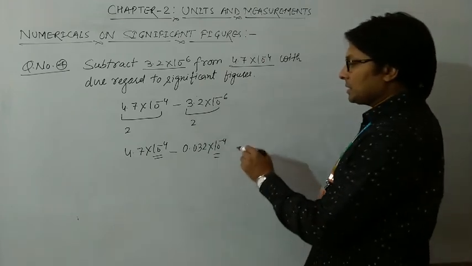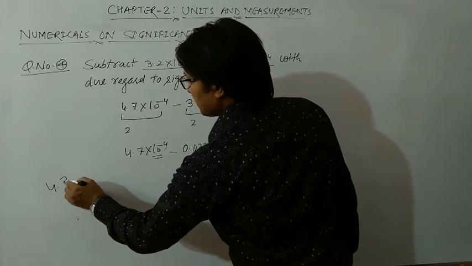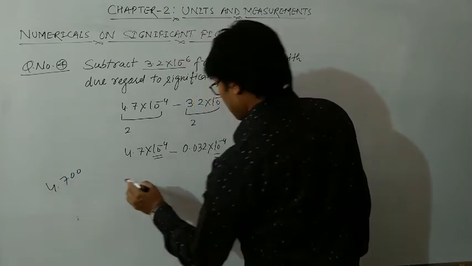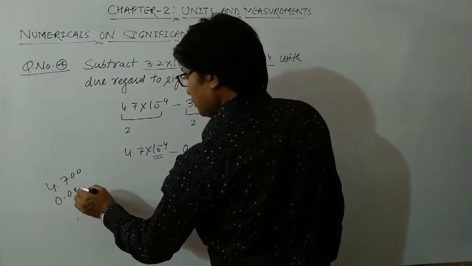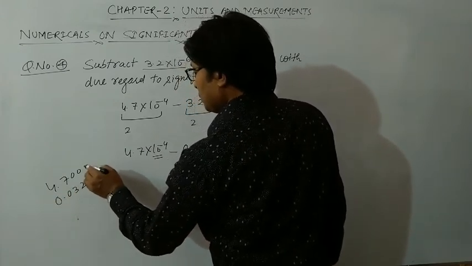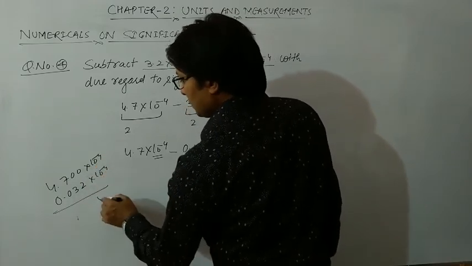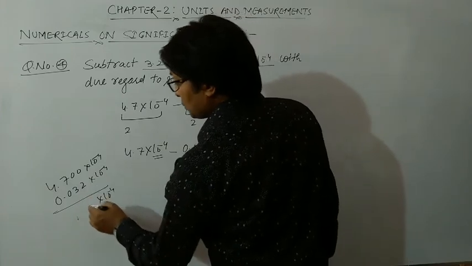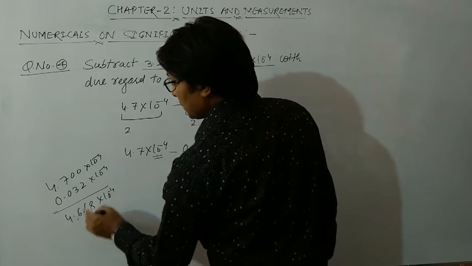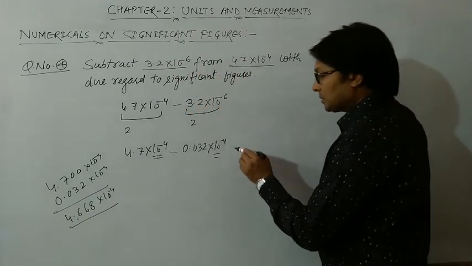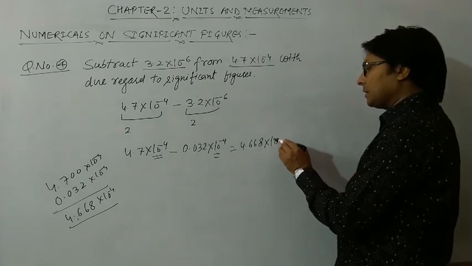So now the result would be 4.700 minus 0.032, into 10 minus 4. So while you are solving this, it comes out to be 4.668, so it is 4.668 into 10 minus 4.